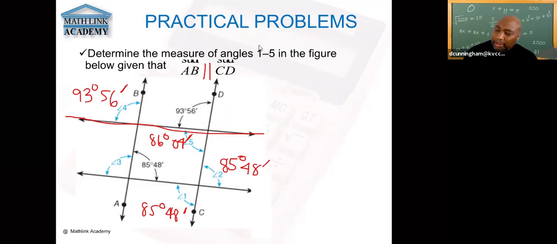Similarly, you want to do the same thing for angle 3. Subtract 85 degrees, 48 minutes from 180. And in our case, the particular answer for this one, if I do my math correct, is 94 degrees and 12 minutes. So those are our answers for our particular problem.